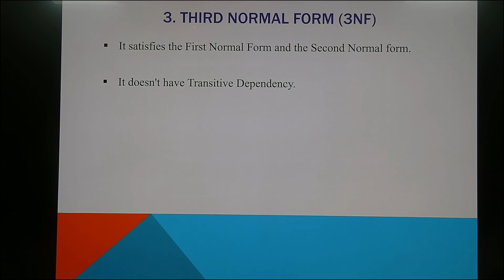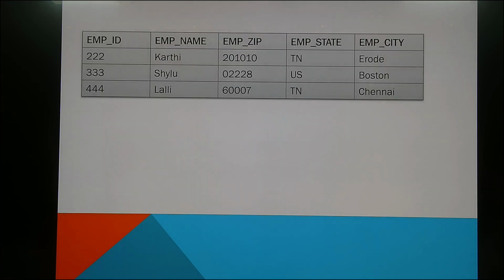So we split the table into two in order to normalize it. Third normal form: it should satisfy the first normal form and the second normal form, and it should not have transitive dependency. Transitive dependency means a non-key column depends upon another non-key column. If any column depends upon a non-key column, that should be removed in third normal form. Here in this table we have employee ID, employee name, employee zip, employee state and employee city as columns. Here the employee city and state depend upon some other column. So it is called a transitive dependency. From this table we are going to remove all the transitive dependency.